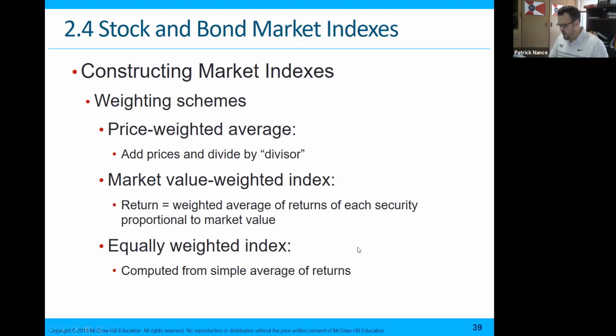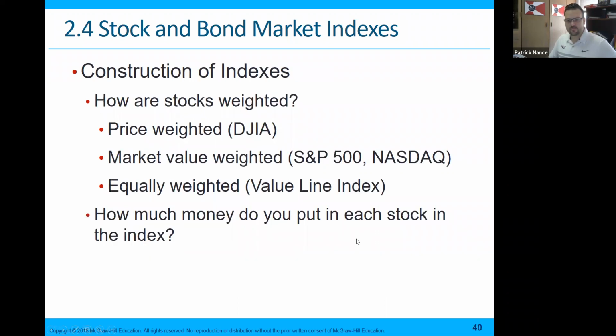So 3M and Boeing would be relatively similar in the weight factor that they have, and so would Amazon and Apple. But Amazon and Apple would hold a lot more weight in a market value weighted index than the smaller companies like 3M and Boeing would. And an equally weighted index is just what it sounds like, a simple average of all the returns.